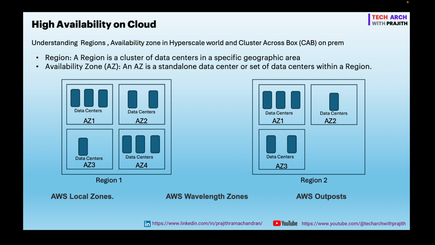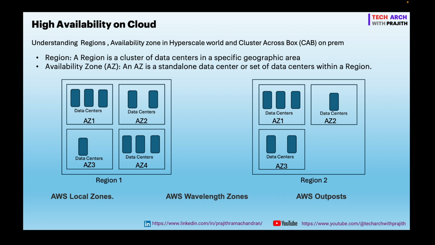Before we review the architecture design for MAS HADR, let's understand some of the enablers of HA and DR, namely the region and availability zone concept in the hyperscaler world, or the cluster across box, CAB, in the case of on-prem. So the concept of region and availability zone is pretty simple. A region is a cluster of data centers in a specific geographical area. An availability zone, or AZ, is within the region.